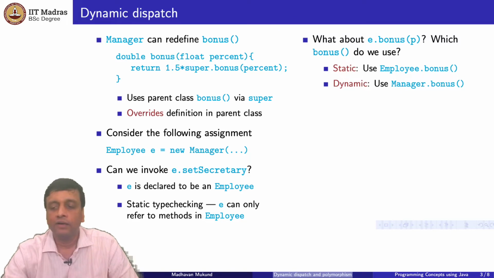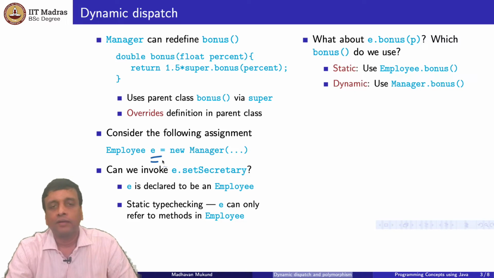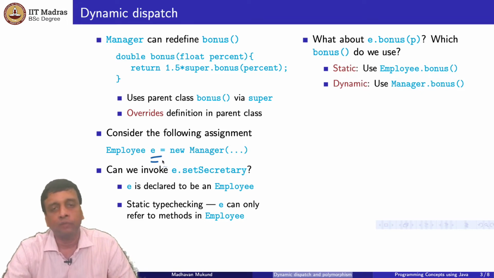Now here is what happens, for instance, if we take the same E and we call bonus on it. Remember that there are two types of bonus available to us. We had the original bonus which comes with an employee, and we have overridden this by defining a bonus available with a manager, right? So we could potentially think of two ways.